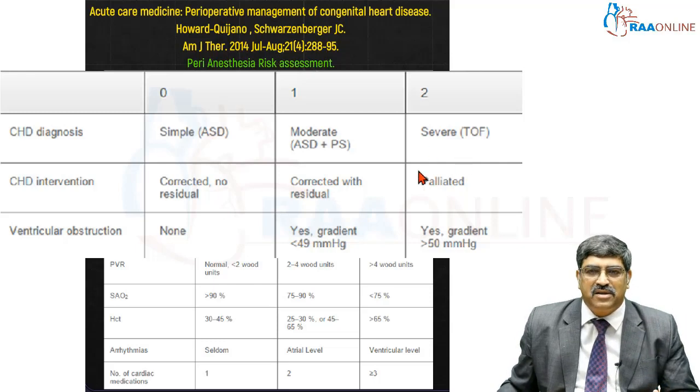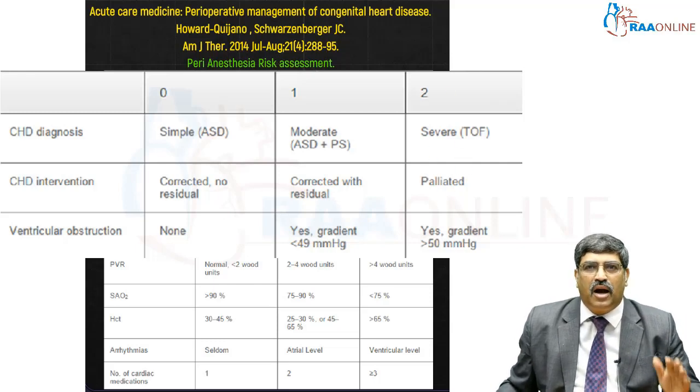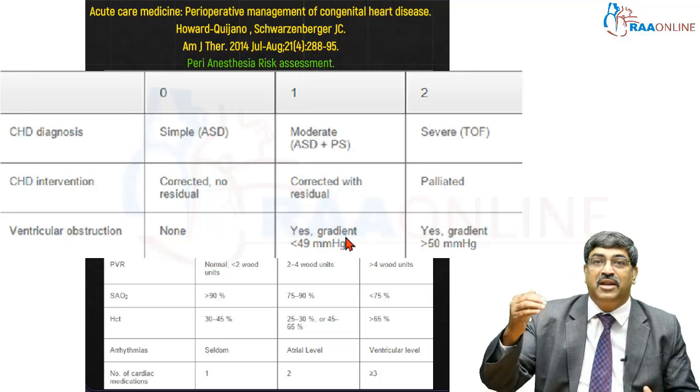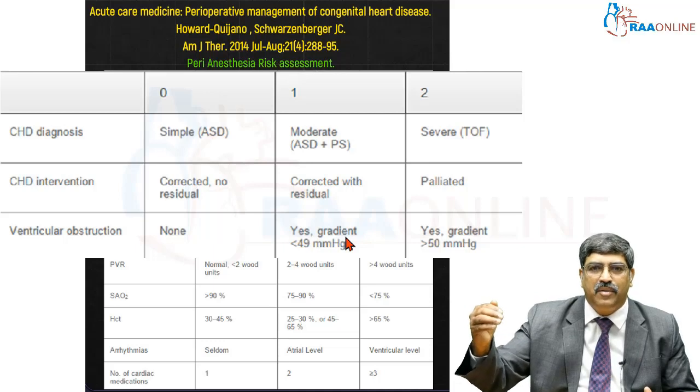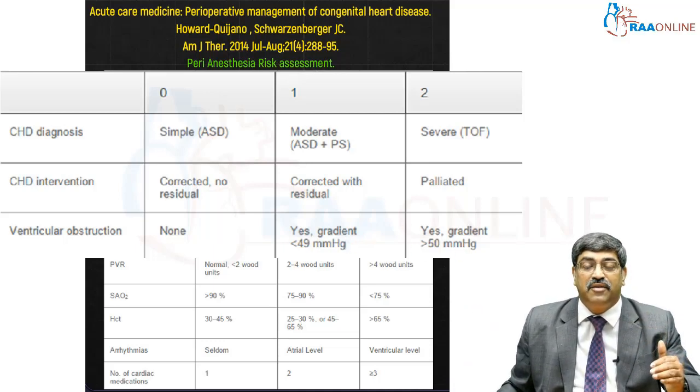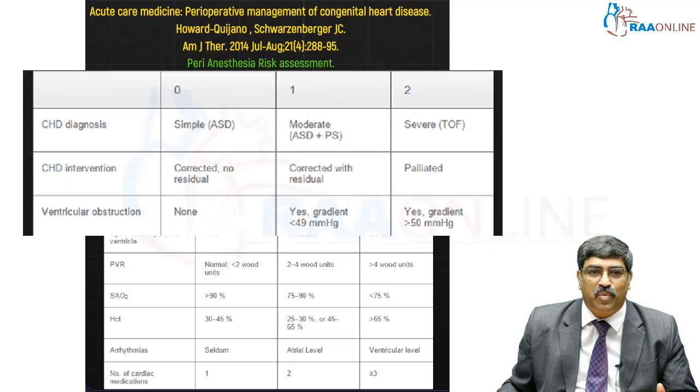Only palliative surgery done, it is 2 points. And coming to the ventricular obstruction, when there is no ventricular obstruction, it is 0. When there is obstruction and when the gradient is less than 49 millimeter of mercury, it is 1 point. When the gradient is greater than 50 millimeter of mercury, it is 2 points.